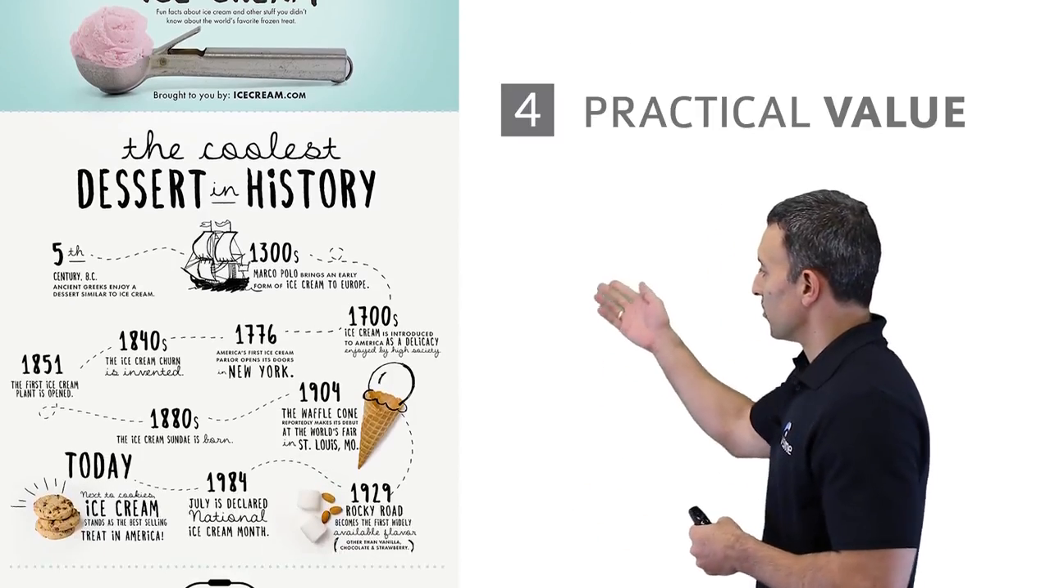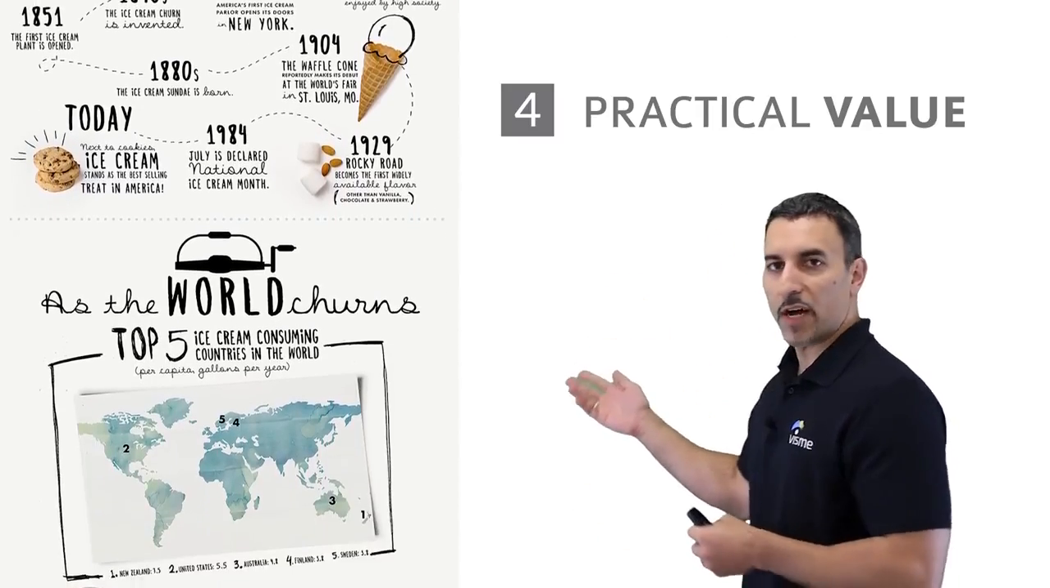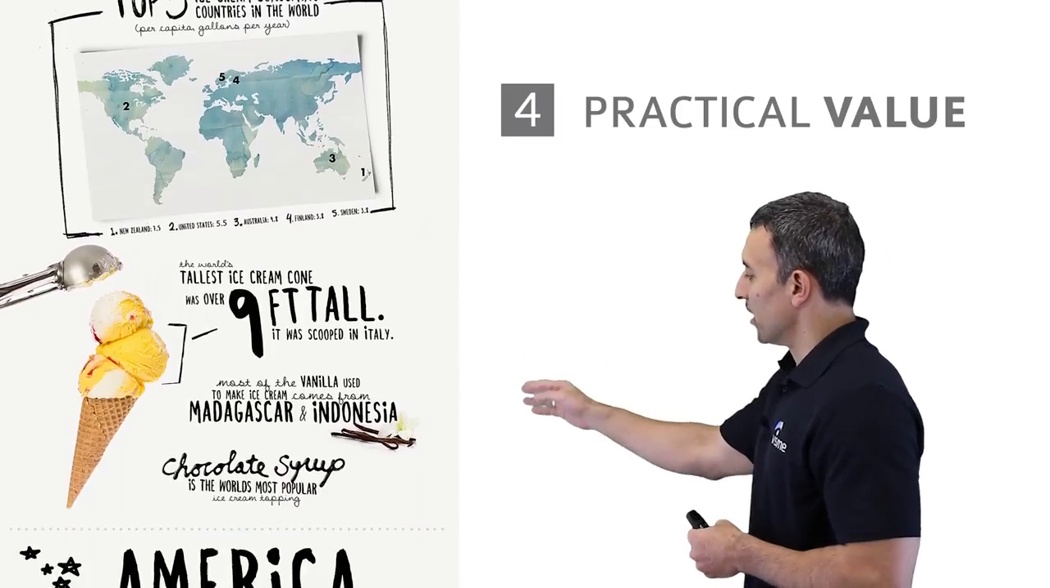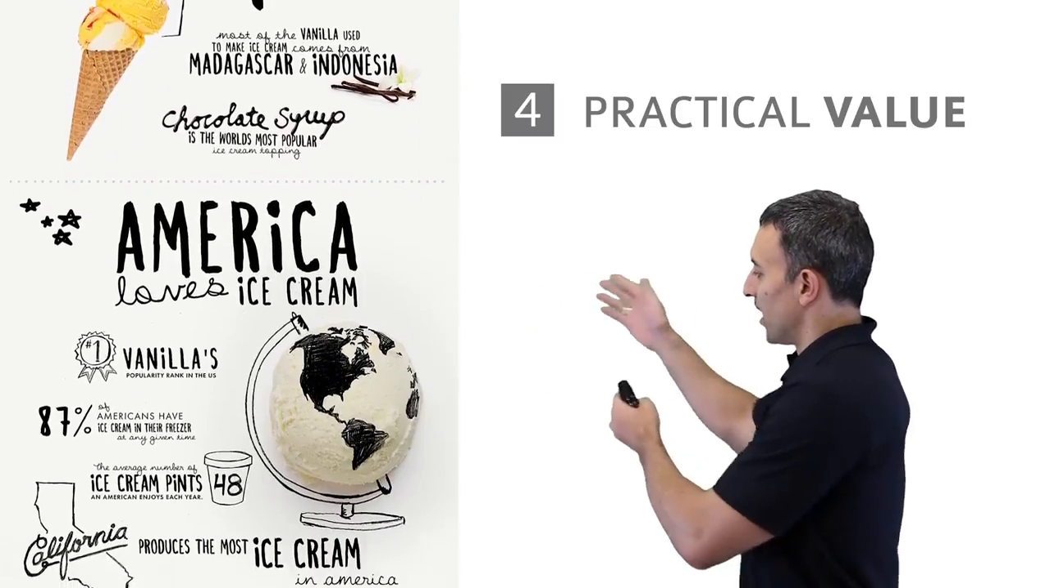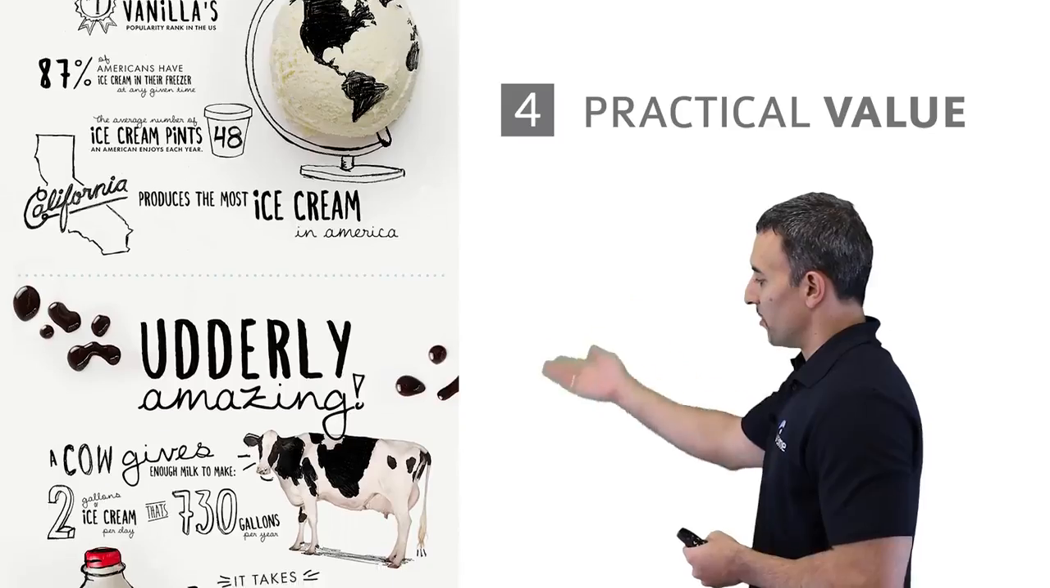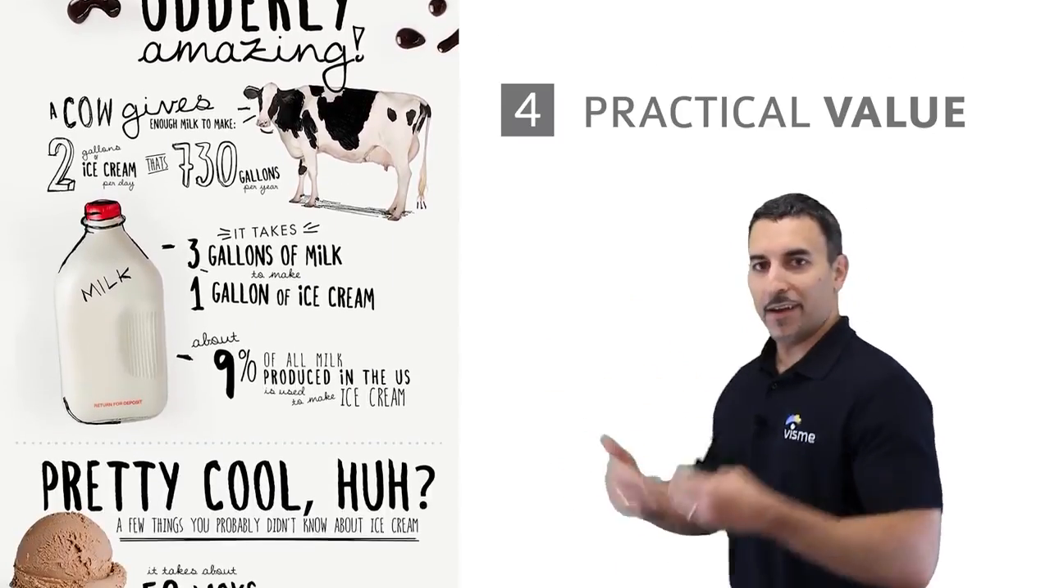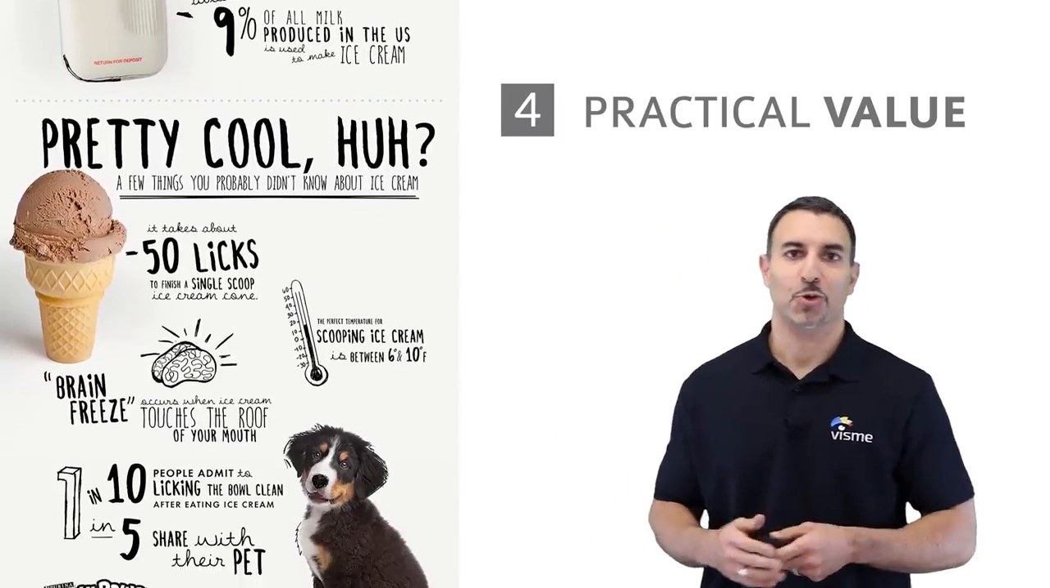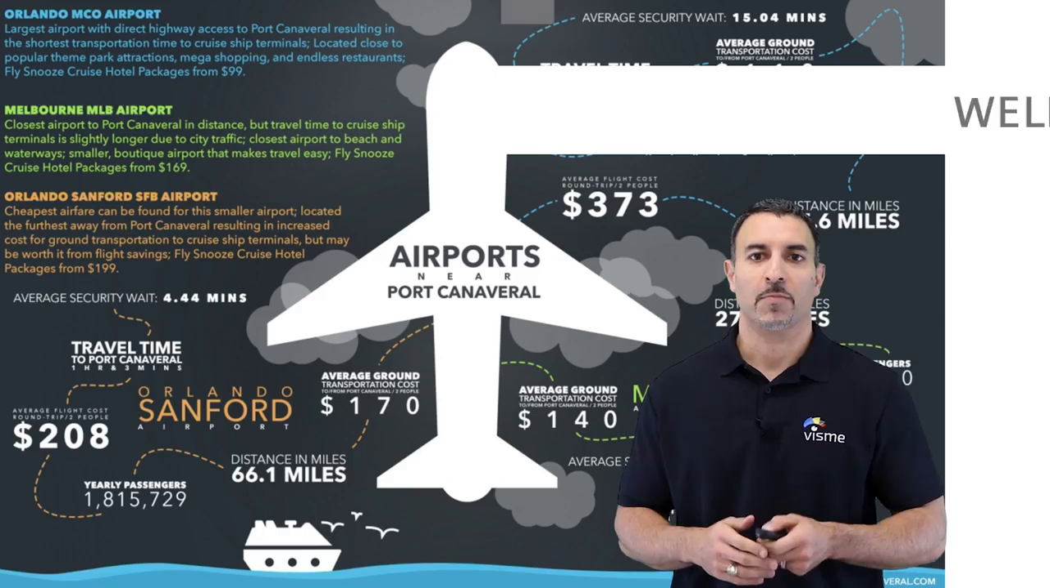This one is a great example. This infographic is about the history of ice cream. It goes through the different years and tells you about the evolution, and also where we are today, with ice cream being one of the most commonly consumed snacks.